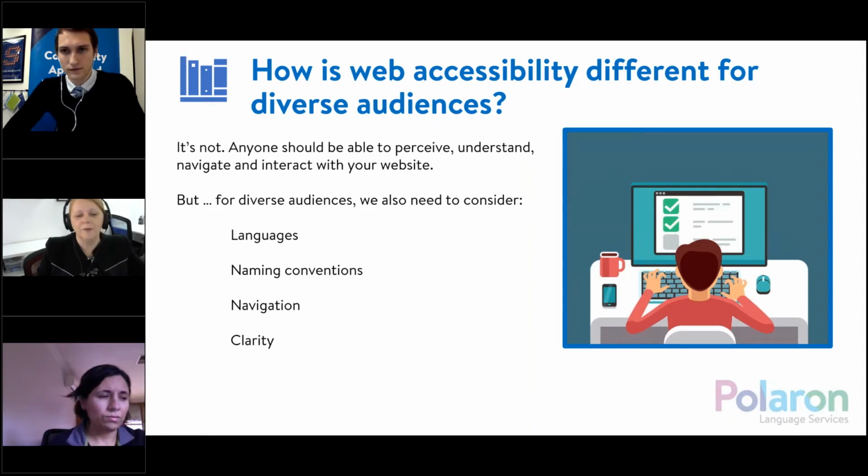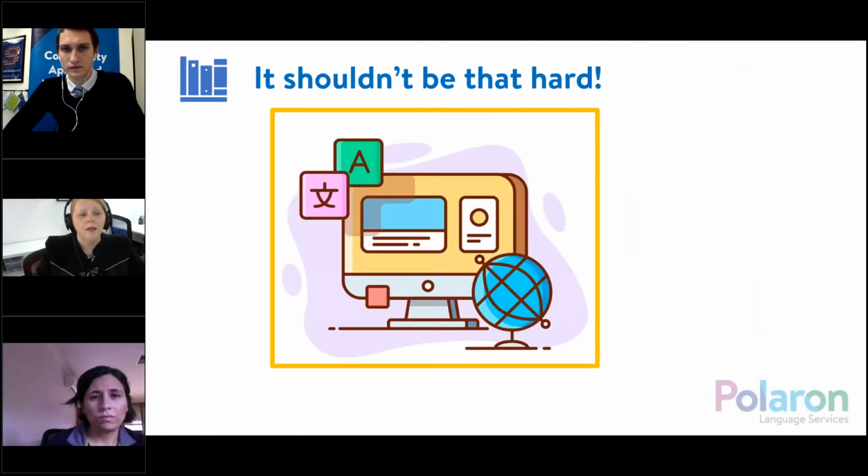You know, when we talk about producing information for diverse audiences, it is not about ticking boxes. It's about firstly translating it or making it available in a way that people understand, but also placing it on your website in a way that people can find. And that's really quite important. So we say here, it shouldn't be that hard, right?